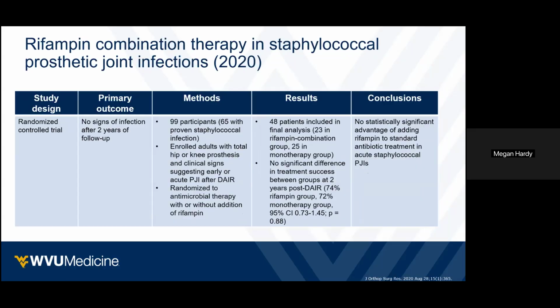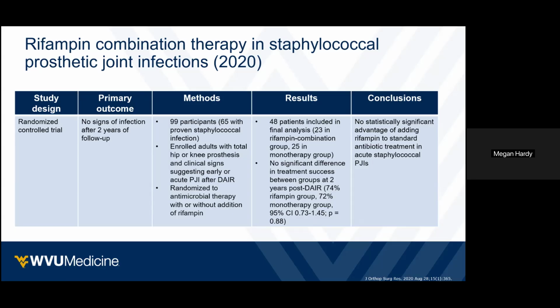But then we fast forward to rifampin combination therapy in staphylococcal prosthetic joint infections in 2020, another randomized controlled trial with the primary outcome being no signs of infection after 2 years of follow-up. This study was a little bit larger, with 99 participants, 65 of which had proven staphylococcal infections. The study enrolled adults with total hip or total knee prosthesis and clinical signs suggesting early or acute prosthetic joint infection after a DAIR procedure. They were randomized to either antimicrobial therapy with or without the addition of rifampin.